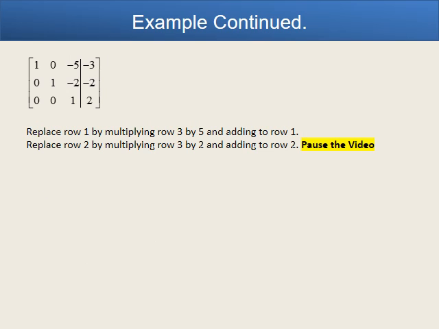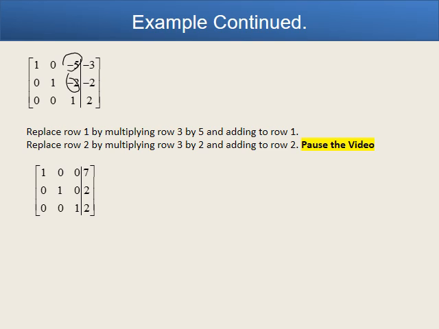The example continued. What we'll do now is seek to eliminate the z variable from the first equation and the second equation. We do this by replacing row 1 by multiplying row 3 by 5 and then adding to row 1. Replacing row 2 by multiplying row 3 by 2 and then adding to row 2. Pause the video. Here is the resulting augmented matrix.